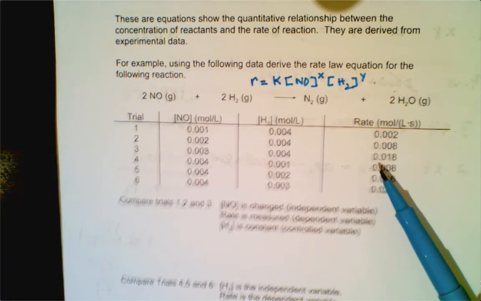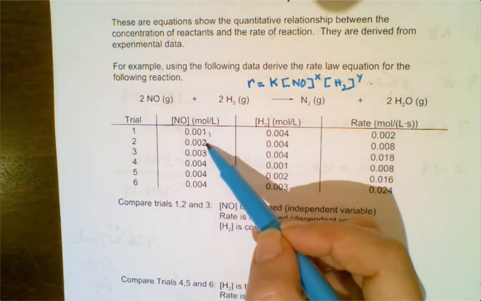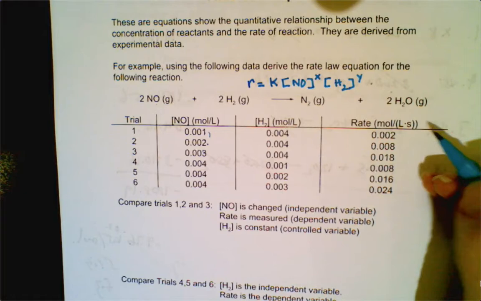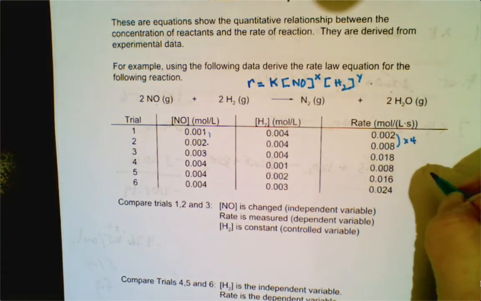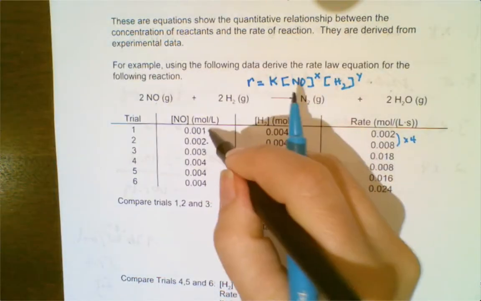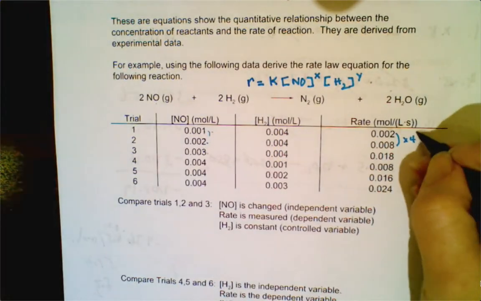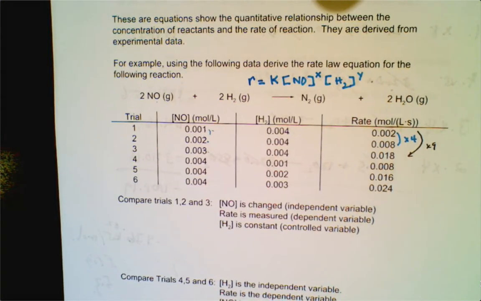And we can see here that when I look at trials 1 and 2, I doubled the concentration. So what do I notice happened to the rate of my reaction? Well, it went 4 times faster. If I take a look at how tripling the concentration, what did that do? Well, I see that it went 9 times faster. So I want to think about what is the order of my reaction.